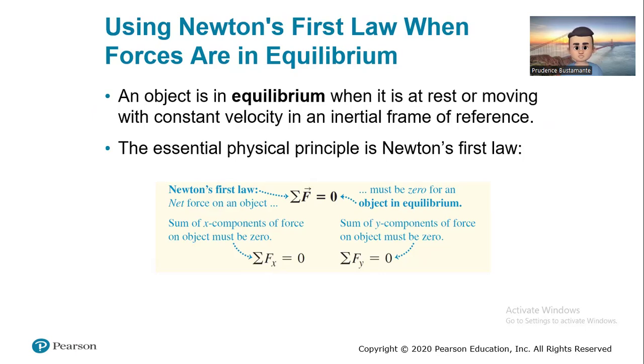So the essential principle is that Newton's first law states that the net force on an object in equilibrium must be zero. It follows also that the sum of all the x components of the force on an object must be zero, and the sum of all the y components of the force on an object must also be zero.